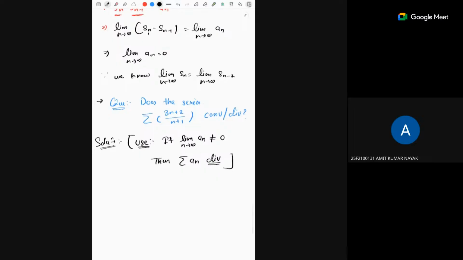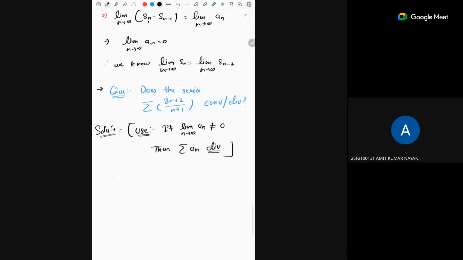Remember this fact. If the limit of an is not 0, then immediately you can say that the series will diverge. So here, what is your an? What is the sequence an? 3n plus 2 upon n plus 1. Right. So that is 3n plus 2 upon n plus 1.